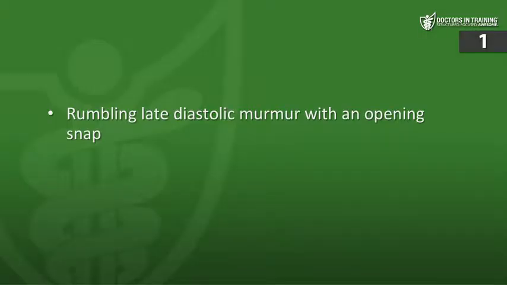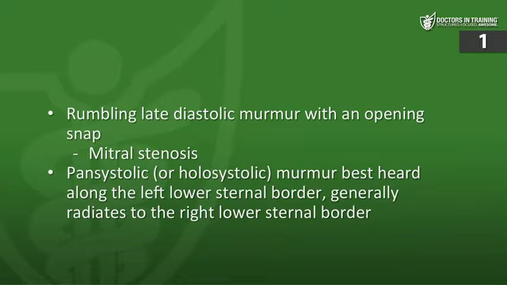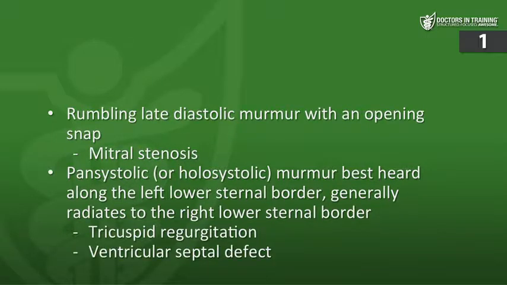It's time for the 3-question warm-up for Immunology 9. Let's get going. What defect is associated with the following type of murmur? So if you have a rumbling, late diastolic murmur with an opening snap, that's going to be mitral stenosis. Pansystolic or holosystolic murmur, best heard along the left lower sternal border, generally radiates to the right lower sternal border. This could be either a tricuspid regurg or a VSD. You would need the clinical setting to make a more accurate diagnosis.